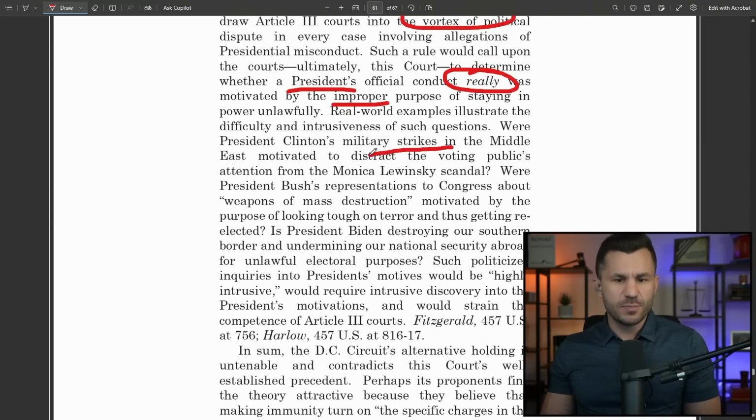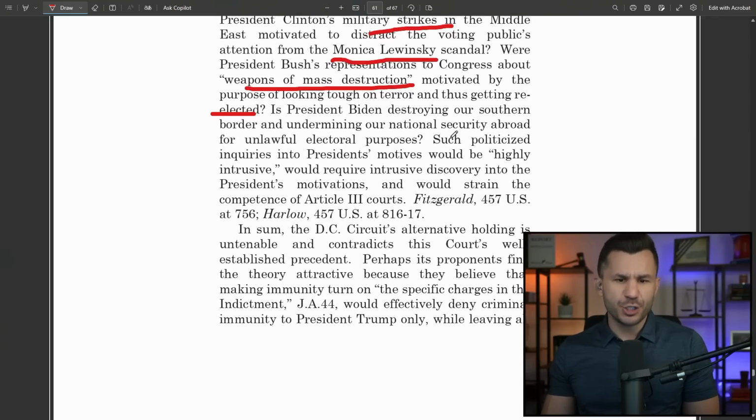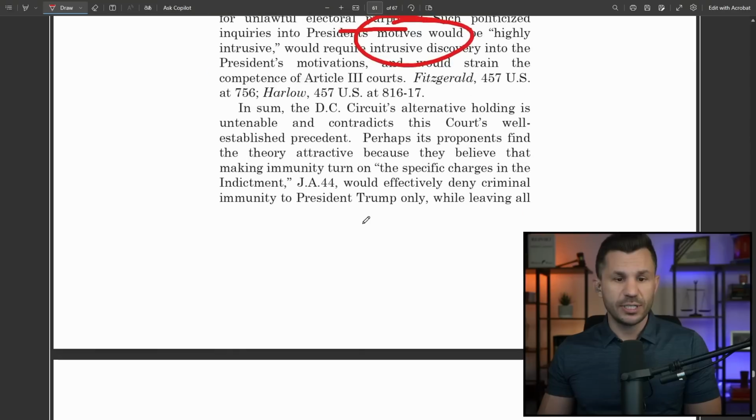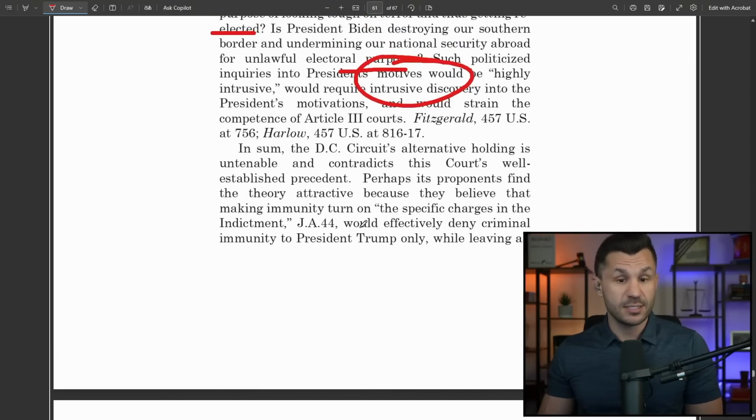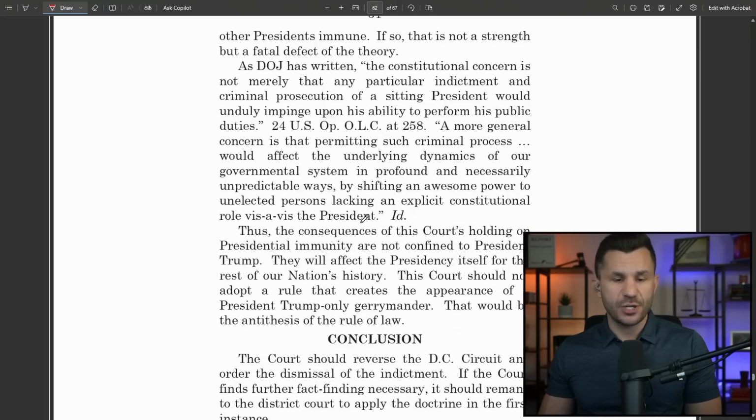Were Bill Clinton's military strikes in the Middle East really to quell a conflict, or were those really to just wag the dog and get everybody forgetting about Monica Lewinsky? Was Bush's weapons of mass destruction decision actually motivated by looking for terror, or did he just want to get reelected? Is Biden destroying our southern border, undermining national security for unlawful electoral purposes? Maybe. If we are allowed to investigate all of these political motivations in a president's mind, this is going to get problematic. So in sum, the lower court's holdings about a president's motivations are not tenable.